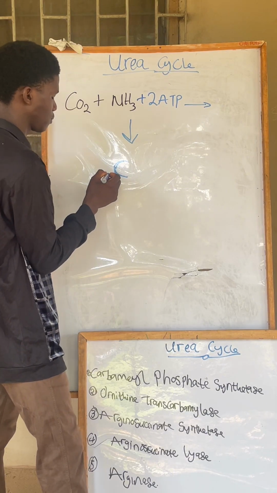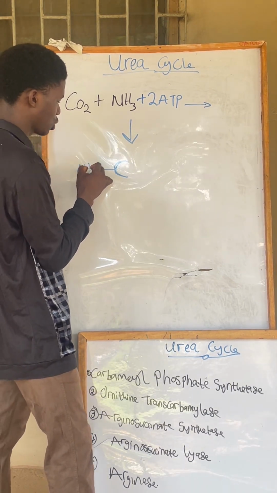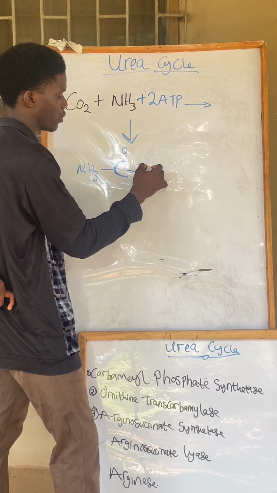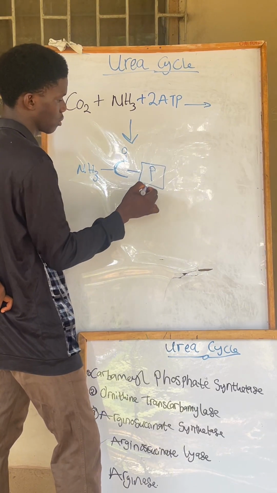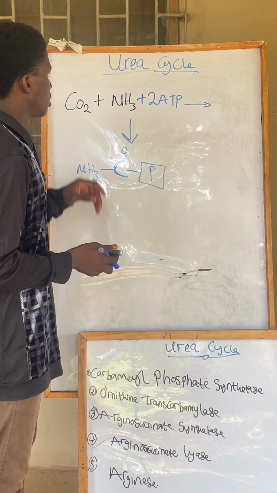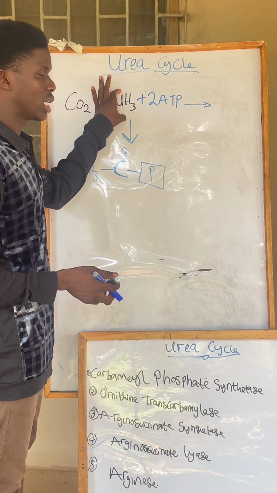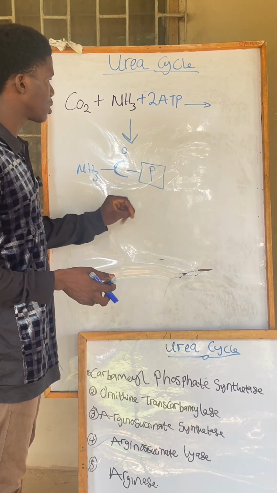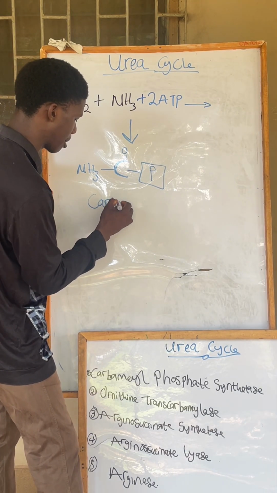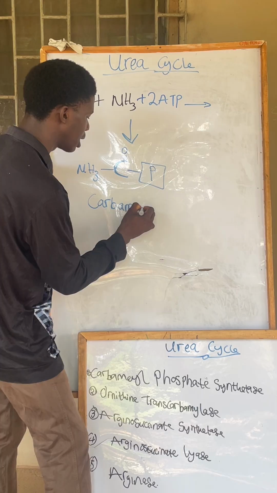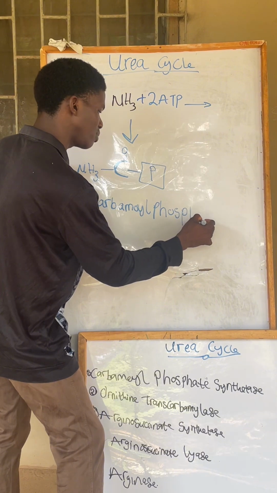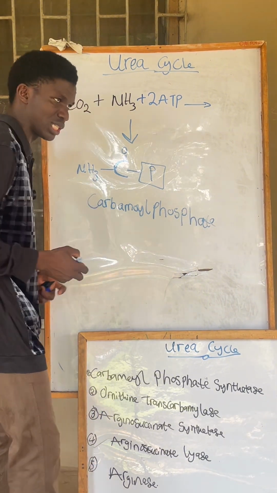C, NH3, O, and your phosphate group. Okay, now let me explain this to you. We have CO2 reacting with ammonia using two molecules of ATP. So this is giving us this. And this product is known as what? Carbamoyl phosphate. I'm going to explain how we get the product and also explain the meaning of this name.